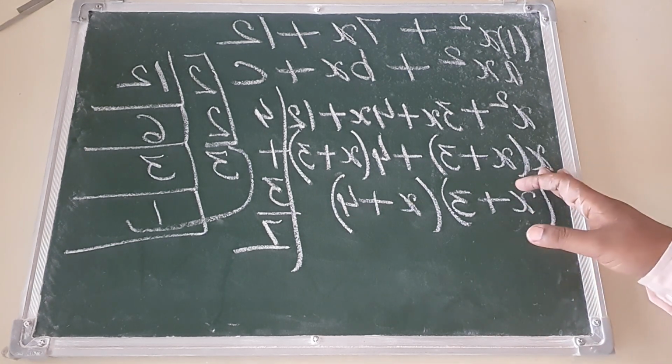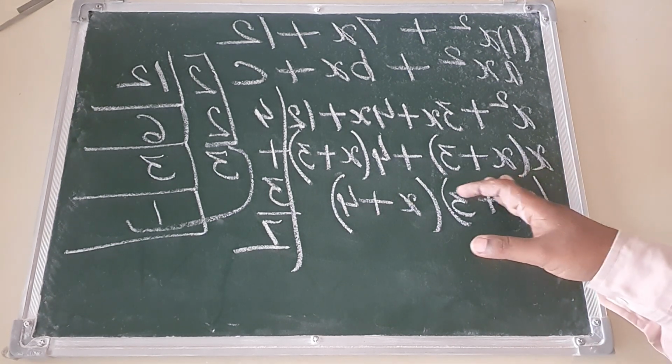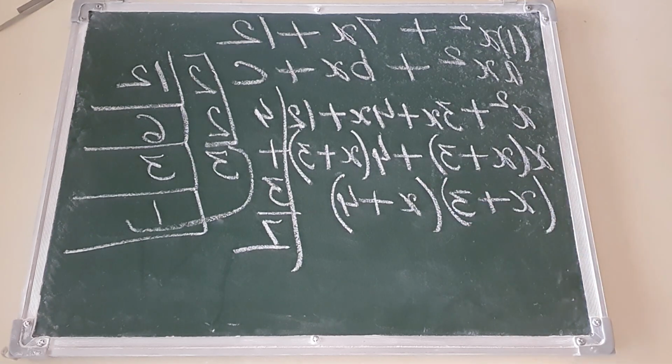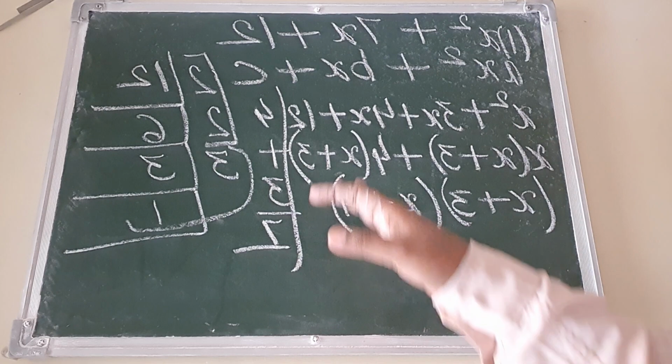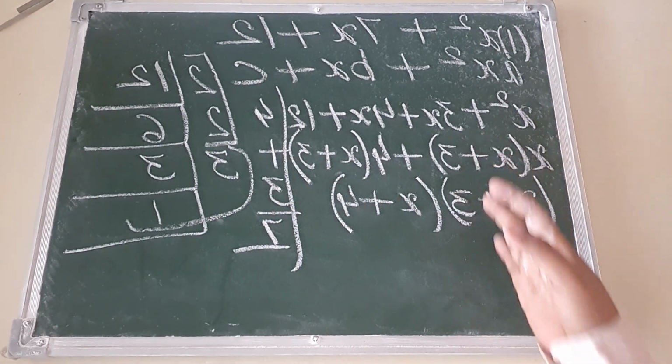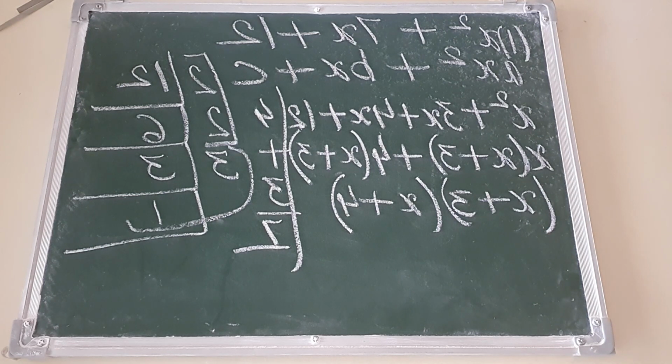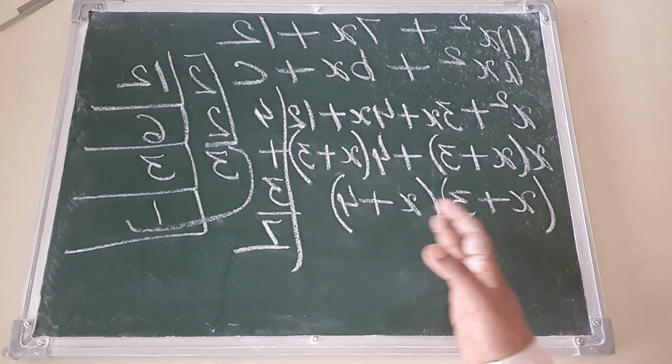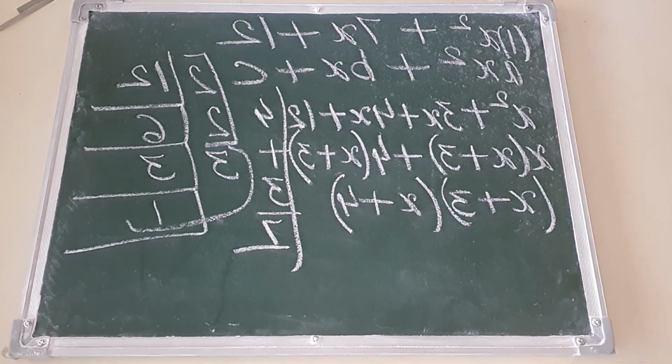So now taking x common from the first two terms, it is x plus 3 in the bracket, plus taking 4 common from the last two terms, so it is x plus 3 in the bracket. Taking x plus 3 common from the two terms, it is x plus 3 and the remaining is x plus 4. So I think you all might have understood this question.